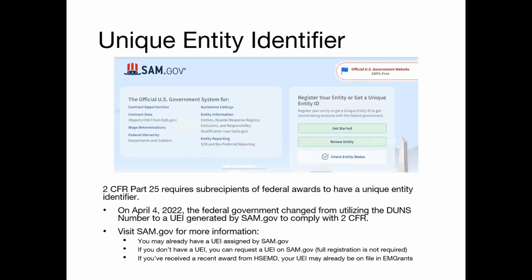If you've recently applied for and received funding from HSEMD, we may already have your UEI on file in EM Grants. If you're not sure if you have a UEI assigned, you can check on SAM.gov. If you do not have a UEI assigned, you can request a UEI on SAM.gov. You don't need to register your entity. The full registration process is lengthy and is not required for subrecipients of federal funding. You'll want to follow the instructions on SAM.gov just to get a unique entity ID. We can also provide you some instructions on how to do this after the presentation.